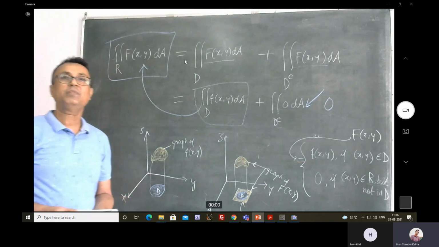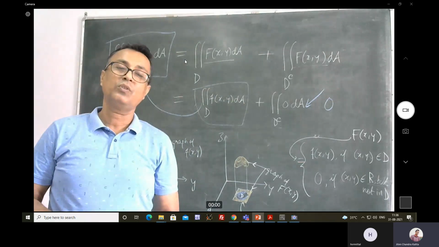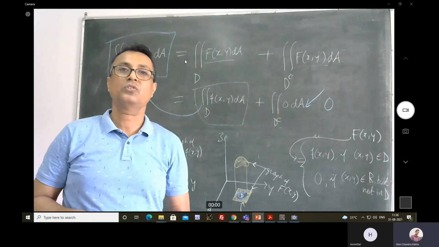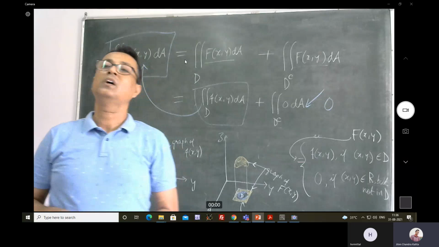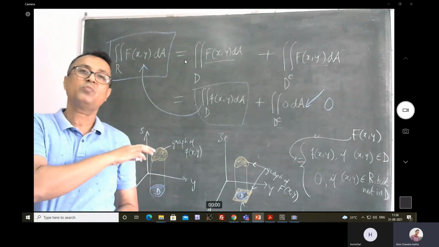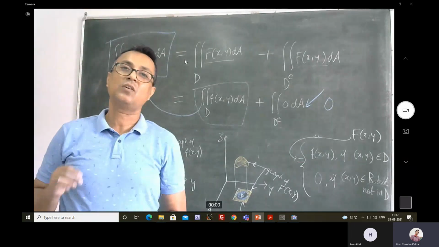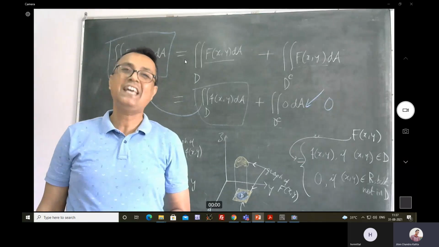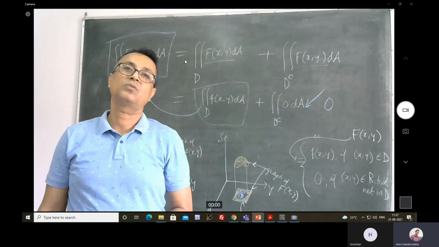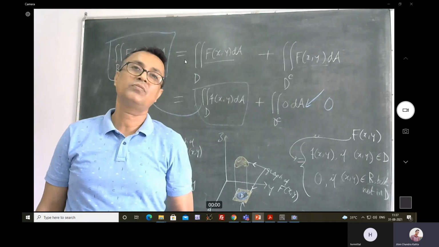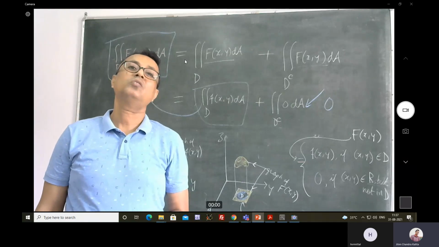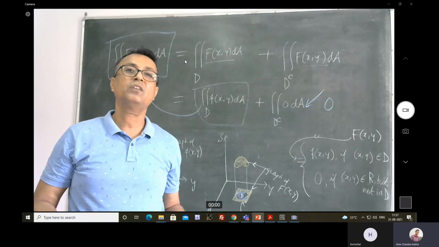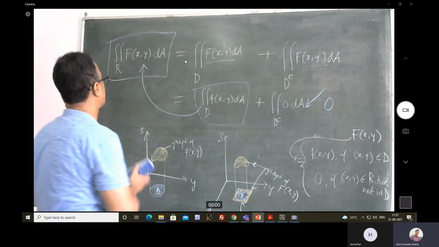You will see that we are going to do it through two approaches. We are going to define this type of general regions D as type 1 and type 2. And then I'll show you that any region you will be able to express as the union of type 1 or type 2 regions or both. That is what it is. Okay, and from there we can easily do the integration. So let us start.